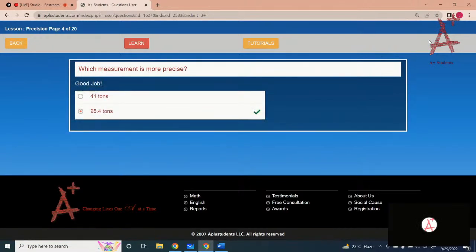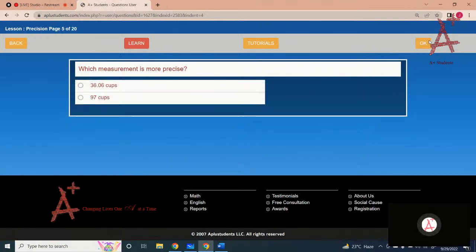Okay, which measurement is more precise? 36.06 cups or 97 cups. Very good. The first one, because it has more decimal places, so that would be more precise. Got it?